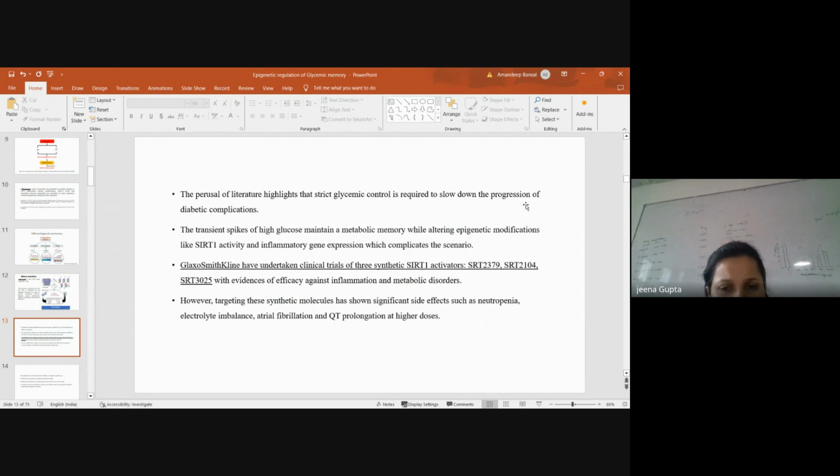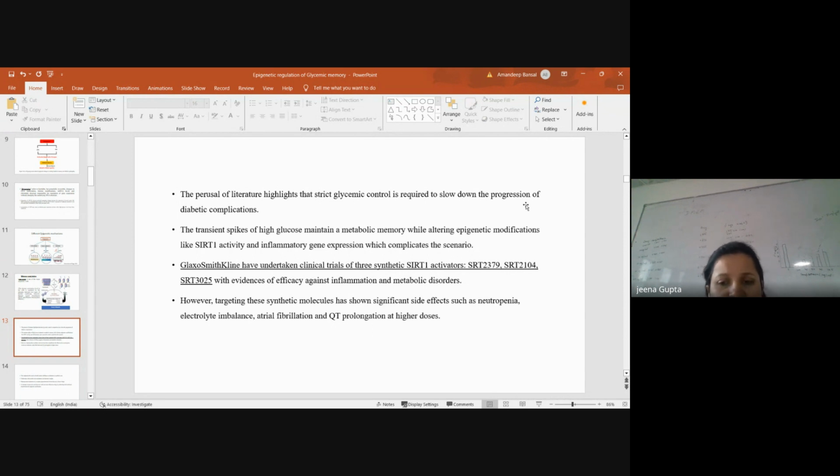But a transient spike in glucose can maintain a metabolic memory while altering epigenetic modifications like SIRT1 activity. It has been reported before that SIRT1 activity is regulated by a transient spike in glucose. So even a transient spike in glucose can regulate SIRT1 expression or activity, which regulates the histone acetylation level and thus the gene expression in diabetic patients. These genes may belong to the inflammatory genes, which complicate the whole scenario and can eventually lead to certain diabetic complications like nephropathy, neuropathy, or retinopathy.